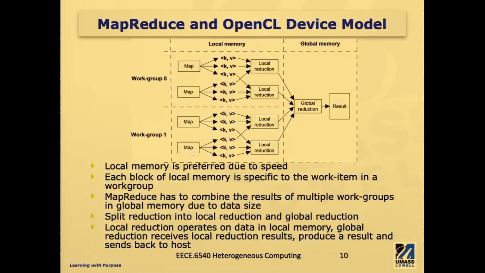And the difference between MapReduce on the OpenCL device and MapReduce on the cluster of computers is that we have to do this local reduction and global reduction. Local reduction operates on data in local memory. Global reduction receives local reduction results and produces the final result. So far, so good.